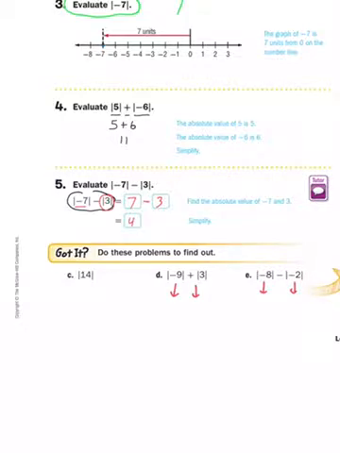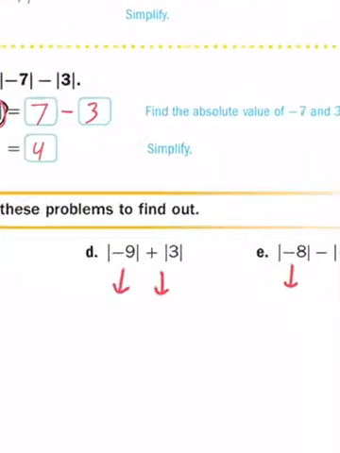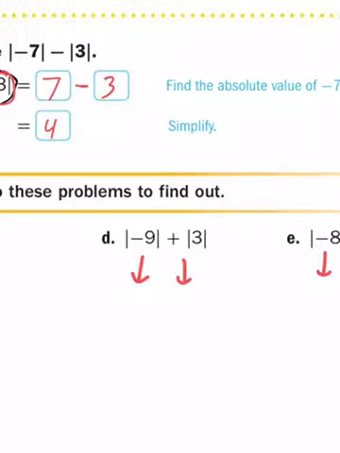All right, so let's see how you did. In C, the absolute value of 14 is 14. Done. Easy. D, the absolute value of -9 plus the absolute value of 3. Well, let's rewrite the problem. The absolute value of -9 is 9. Bring down your plus sign. The absolute value of 3 is 3. And 9 plus 3 is 12.